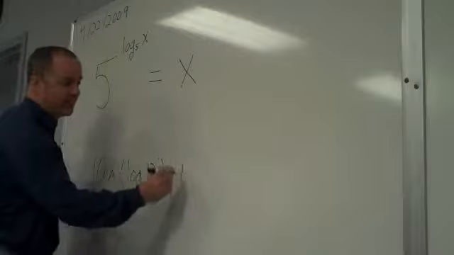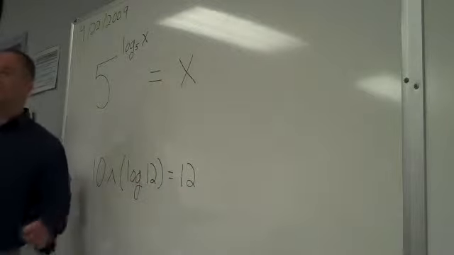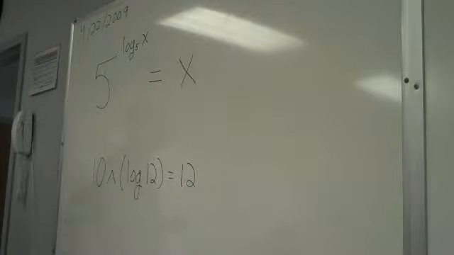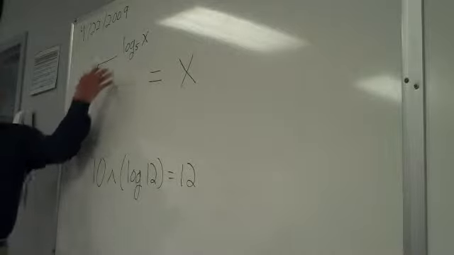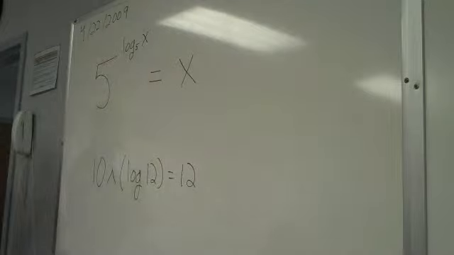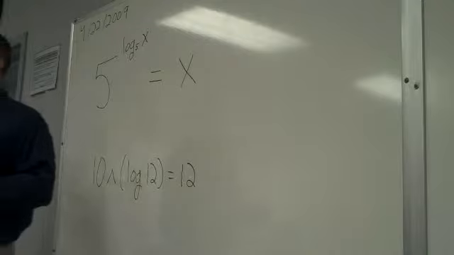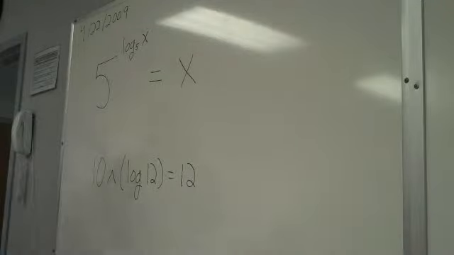So 10's the base. If you don't see anything else, 10 is the base, and 12 is the number. So what this property illustrates is that these are inverses of each other, like addition and subtraction, like multiplication and division. They cancel each other out. It just looks more confusing when they do.